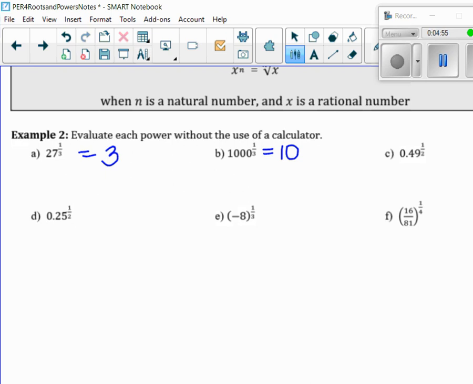0.49 to the power a half would be 0.7. Very good. 0.25 to the power of half would be 0.5. Negative 8 to the power 1/3 is negative 2. 16/81 to the power 1/4 would be 2/3. Any questions how we got that? So it's just an extension of what we've been doing, right? Okay, so now for the good stuff.